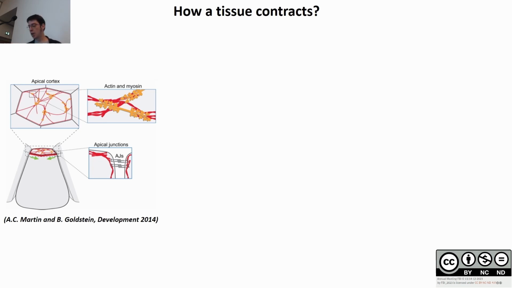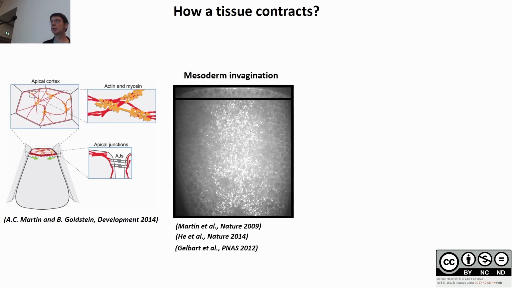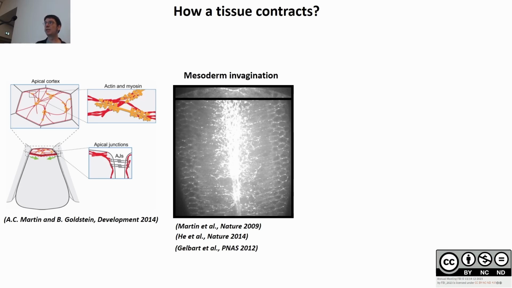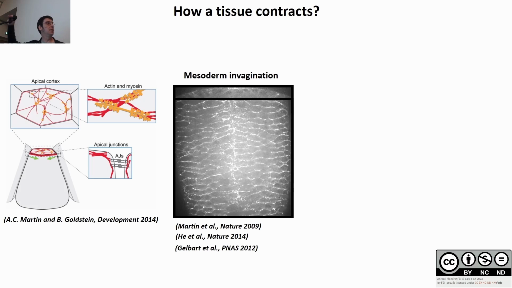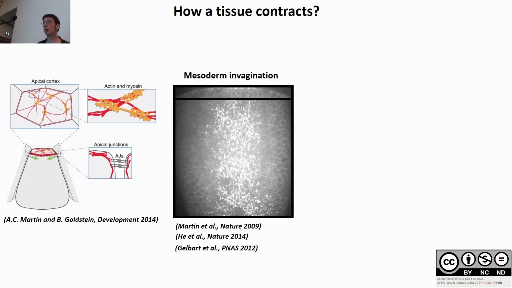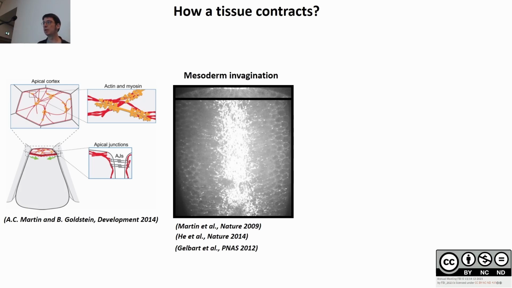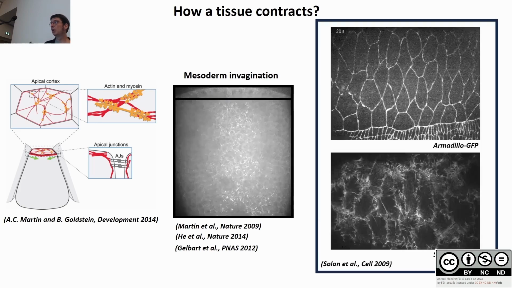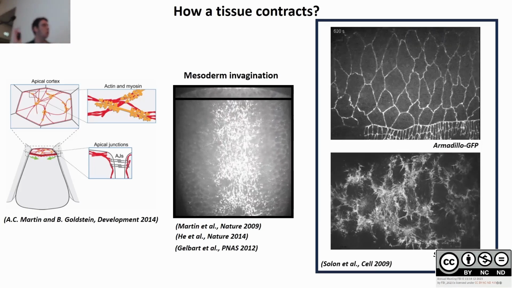This is what happens during gastrulation, and this is myosin that is labeled, and you see that myosin accumulates at the apical side and then will generate a contraction of the tissue. This has been very well studied particularly by the group of Eric Wieschaus. During dorsal closure, it's more complex.